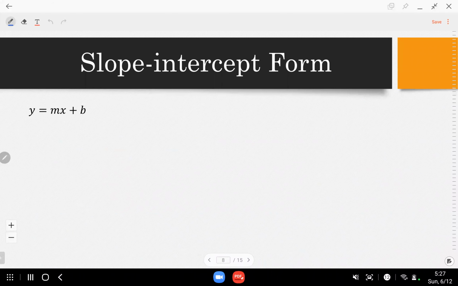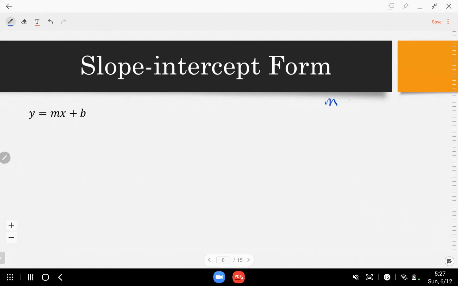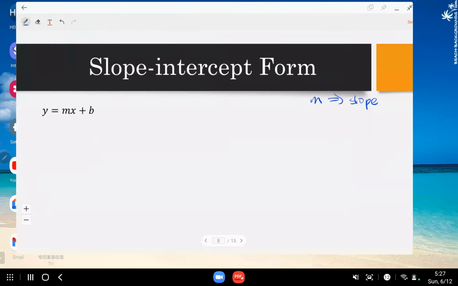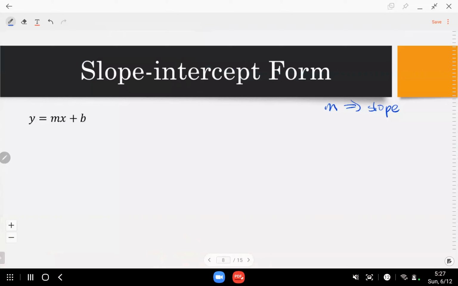So now that we've been talking about slope-intercept form, let's review slope-intercept form. All right, so it's y is equal to mx plus b. In this case, m is the slope. All right, m is the slope. M is always the slope when we're talking about this.